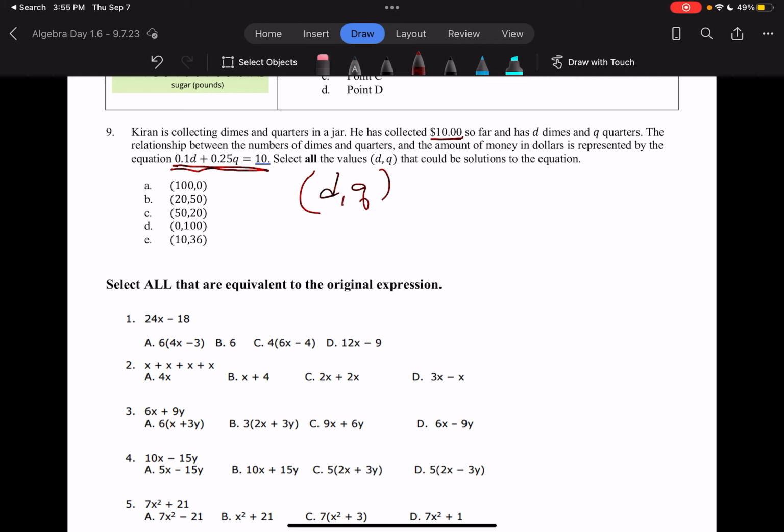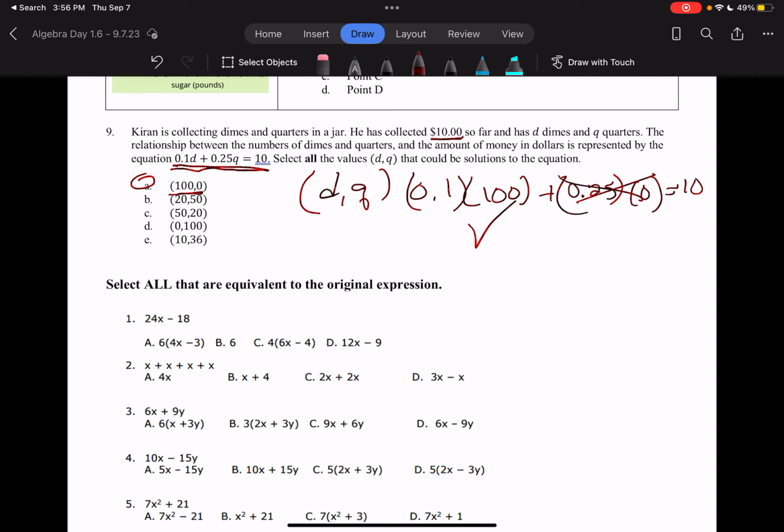All right, so you want to plug in each of these solutions to see if it works. If we plug in 0.1 times 100 plus 0.25 times 0, does that equal 10? Well, 0.25 times 0 is going to be 0. So then we're looking at 100 times 0.1. 100 times 0.1 does, in fact, equal 10. So this checks out as a proper answer.